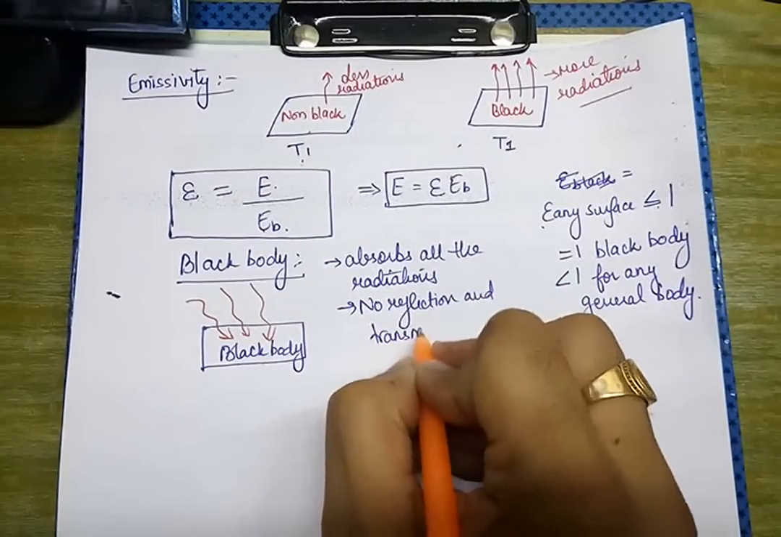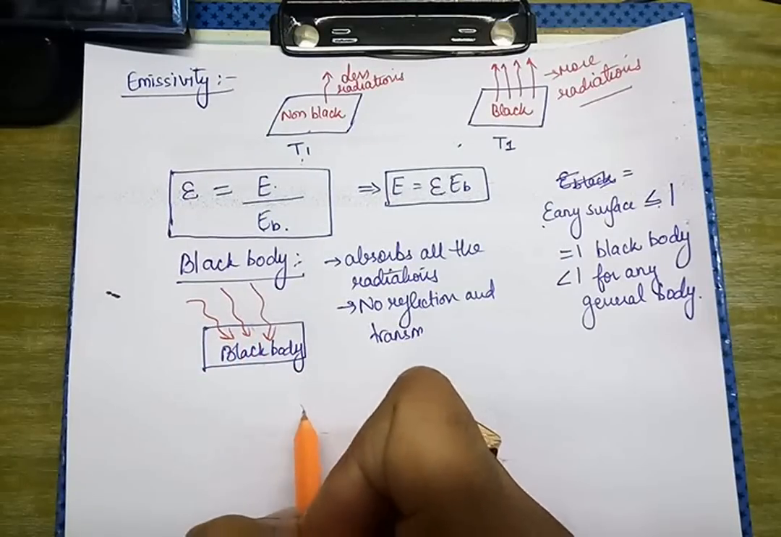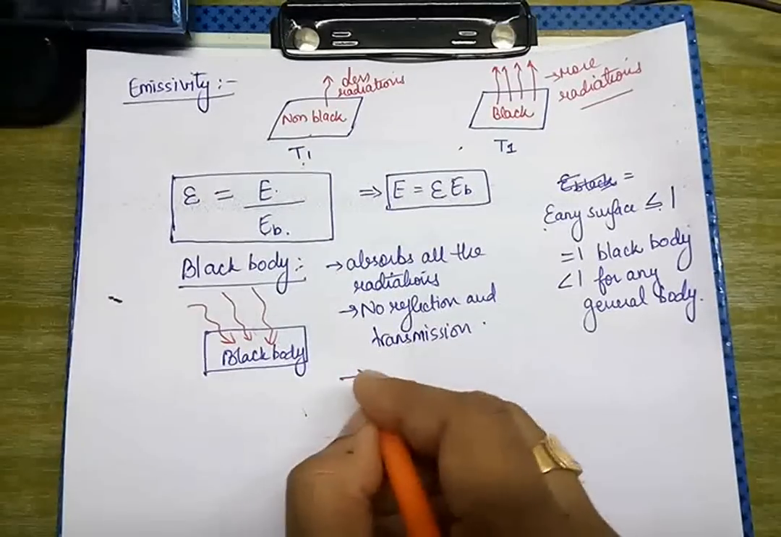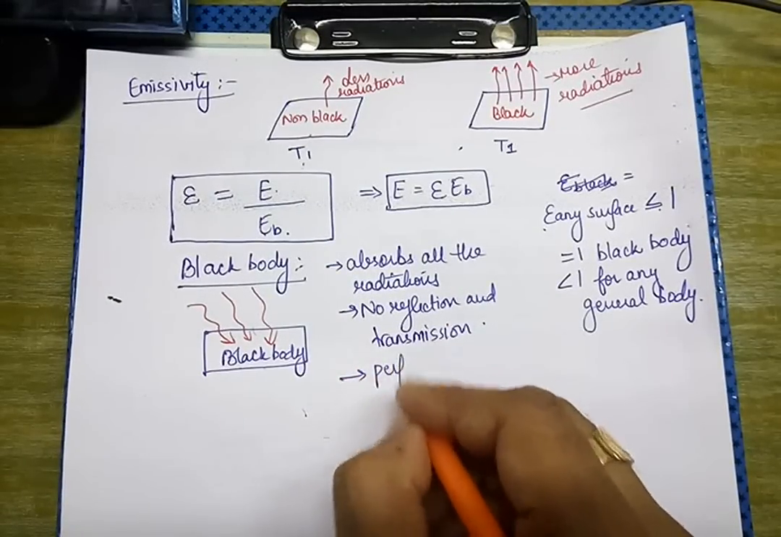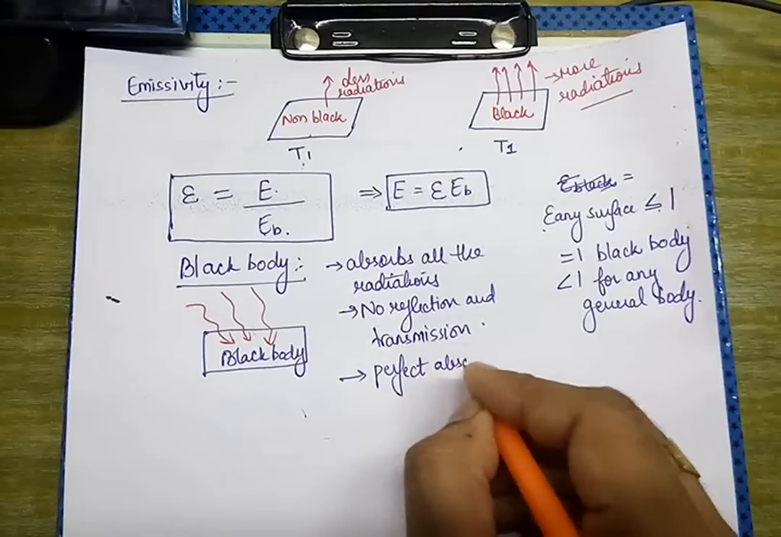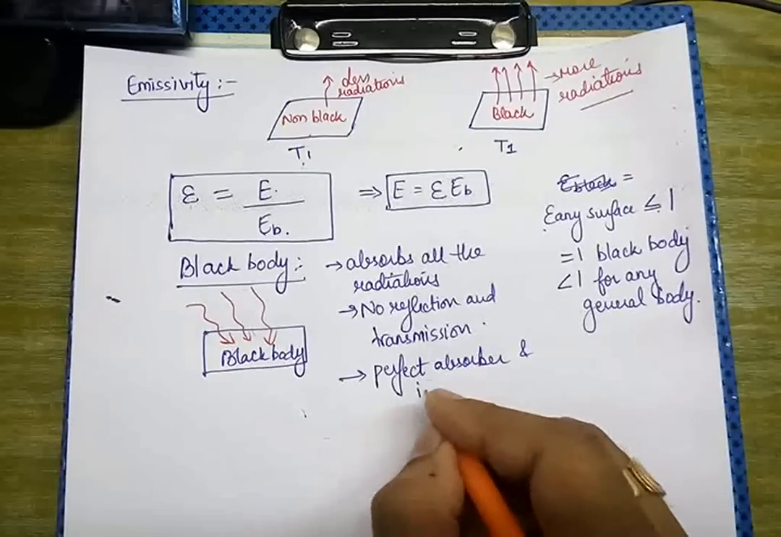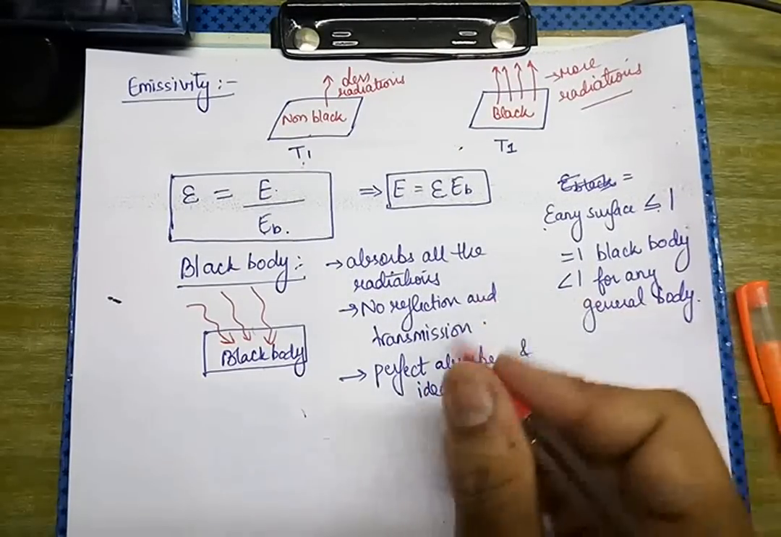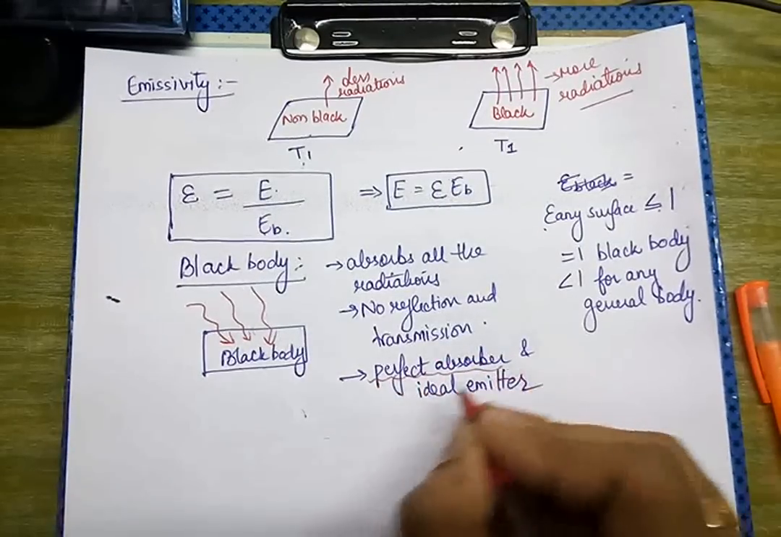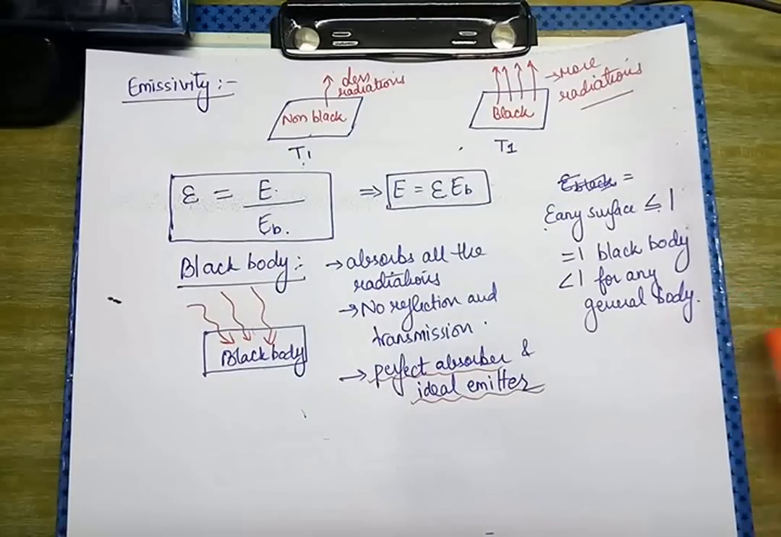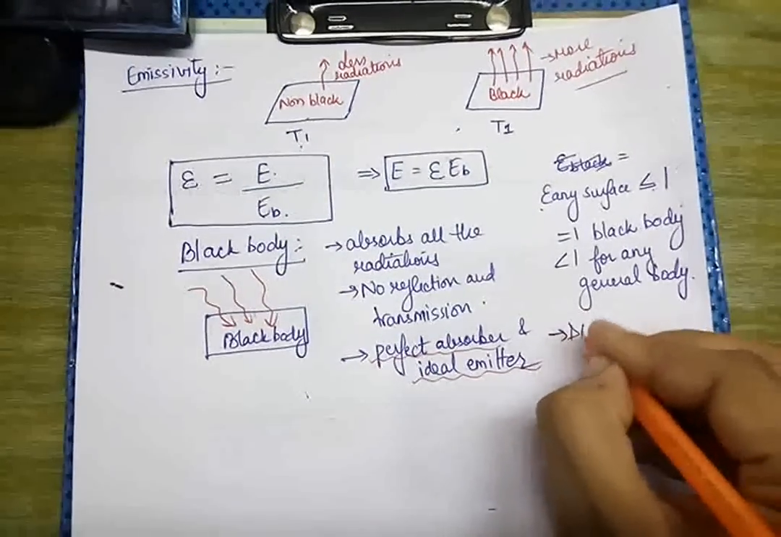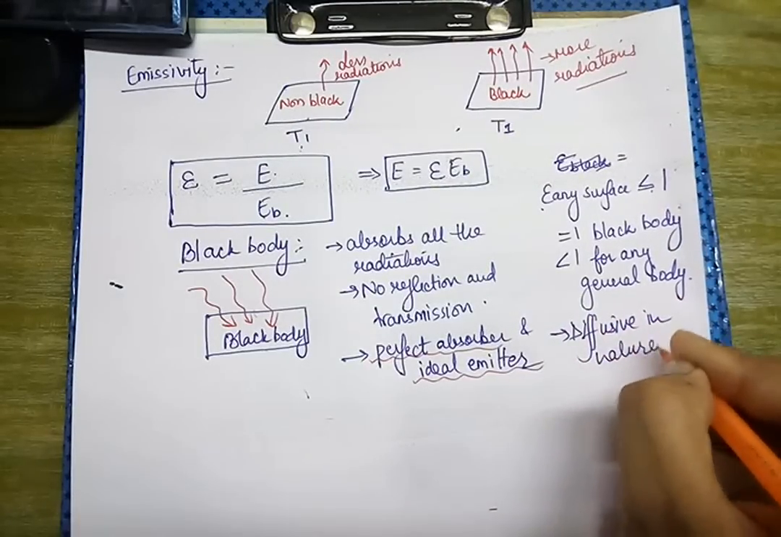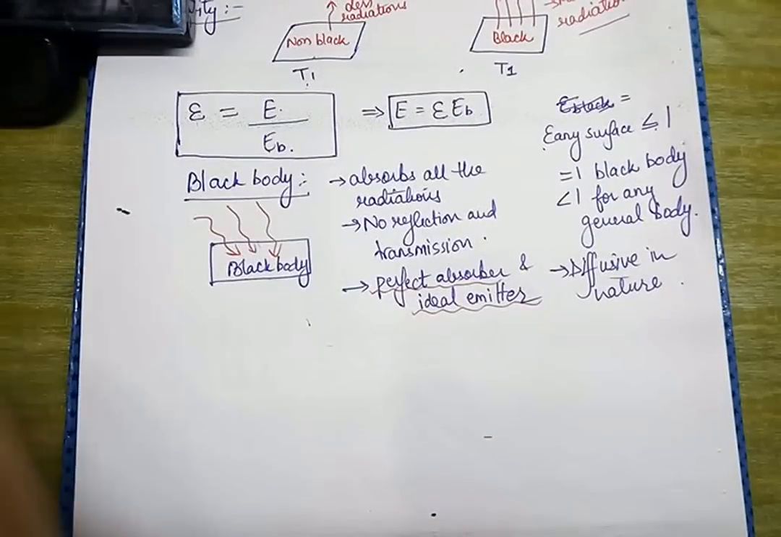There is no transmission. This radiation is not crossing this body and it is going outside, so there is no transmission. Okay, so we can call it a perfect absorber and ideal emitter. This is the main point which needs to be remembered in case of the black body, and it is diffusive in nature.